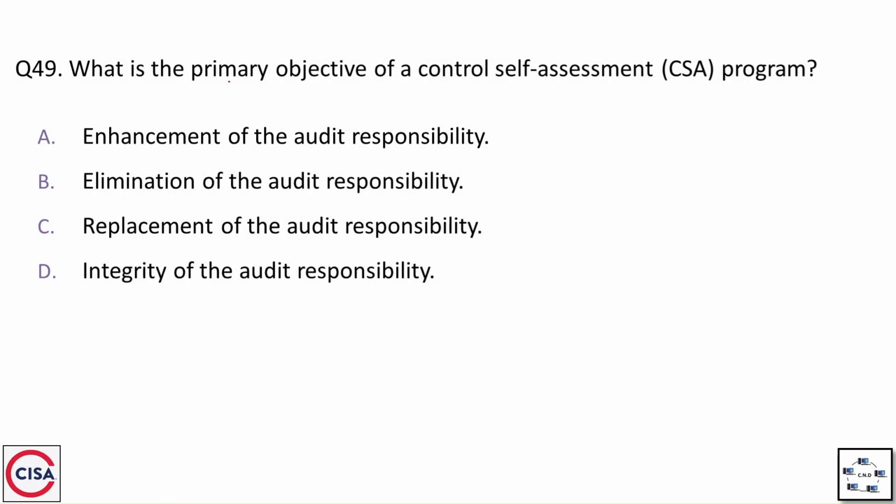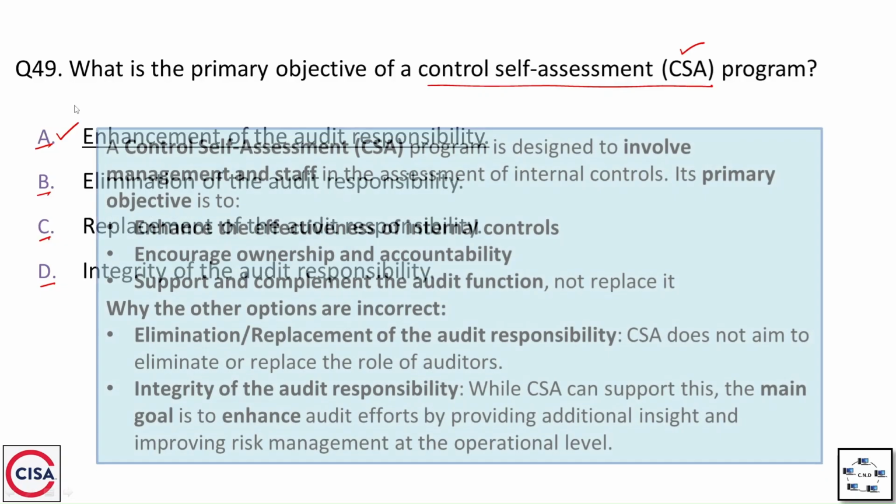Question number 49. What is the primary objective of control self-assessment, that is CSA program? Option A, enhancement of the audit responsibility. Option B, elimination of the audit responsibility. Option C, replacement of the audit responsibility. And option D, integrity of the audit responsibility. And the correct option is option A, enhancement of the audit responsibility.